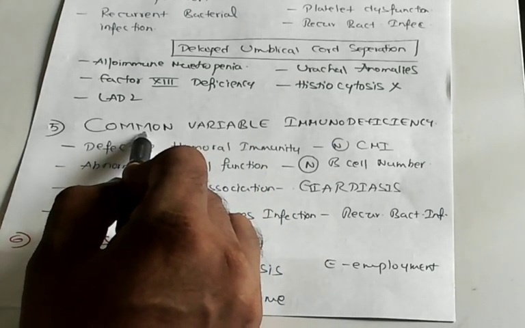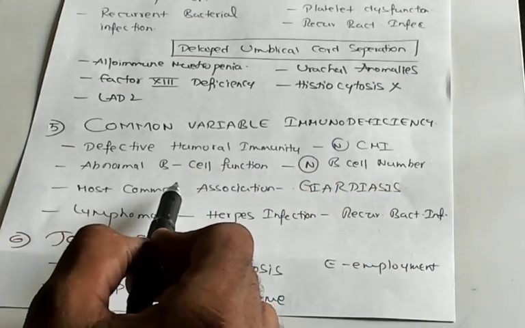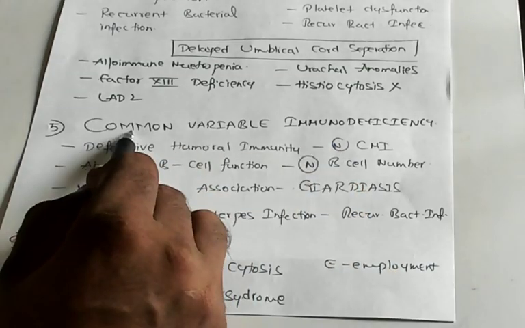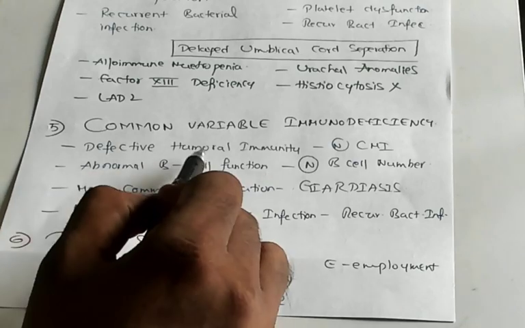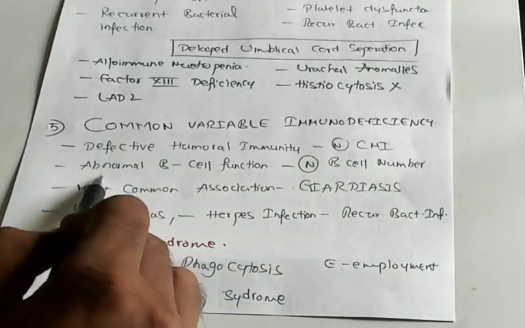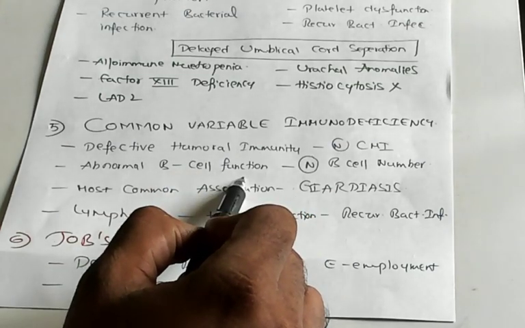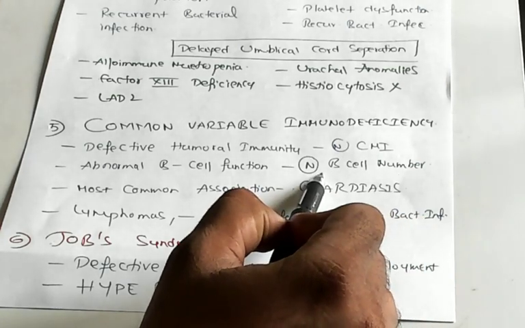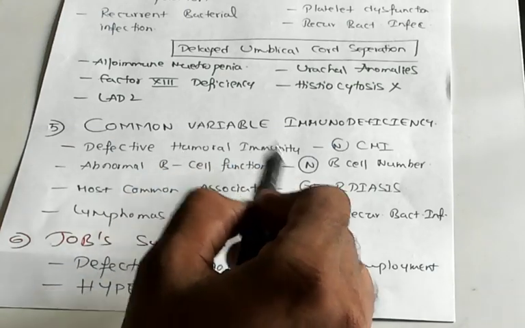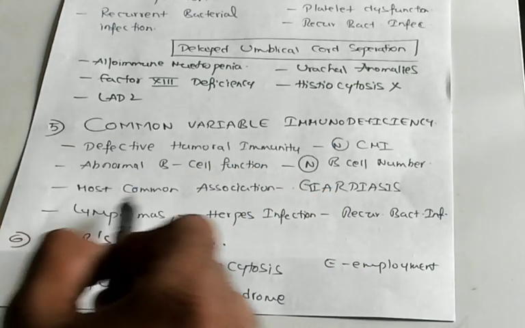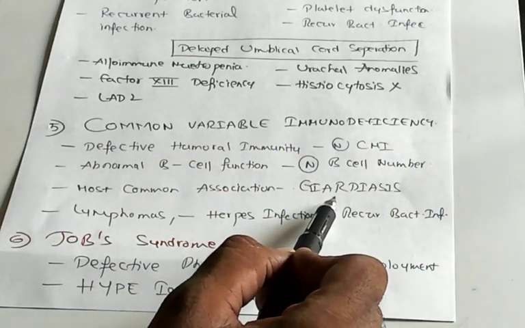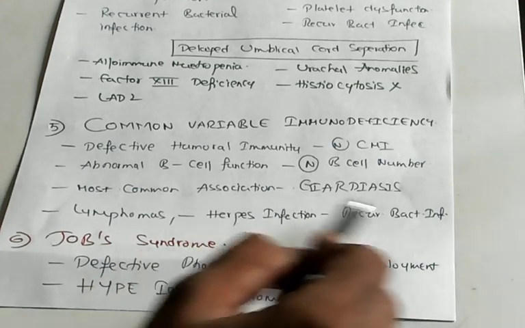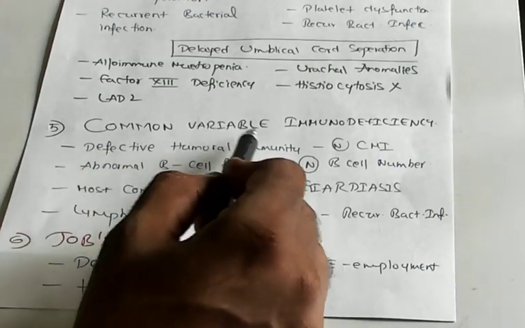Now doctor, common variable immunodeficiency. 5 points you should know. It is a defective humoral immunity with a normal cell mediated immunity. It is called common, but also variable, hence defective humoral immunity but a normal CMI. Abnormal B cell function, humoral immunity is defective. Function of the B cell is abnormal, it is a qualitative defect. But the B cell number is normal. Normal B cells but dysfunctional B cells, hence leading to humoral immunity deficiency. And the most common association of common variable immunodeficiency you should remember is GI diseases. Similarly, lymphomas, herpes infection, recurrent bacterial infection are also common with common variable immunodeficiency.